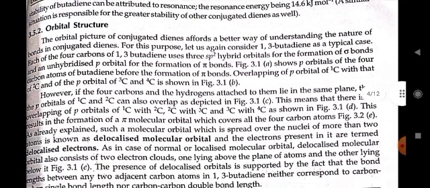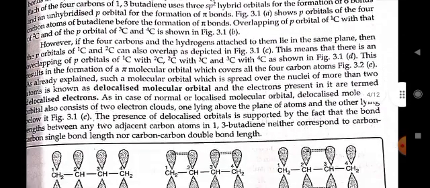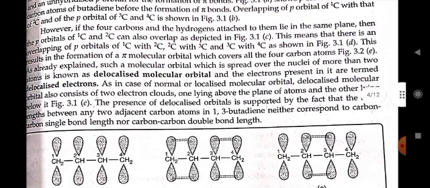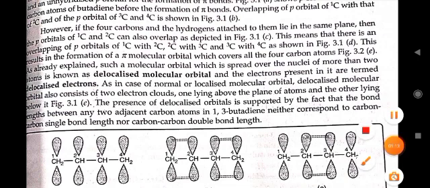This means that there is an overlapping of p orbitals of 1 carbon with 2 carbon, 2 carbon with 3 carbon, and 3 carbon with 4 carbon, as shown in figure 3.1d. This results in the formation of a pi molecular orbital which covers all the 4 carbon atoms, figure 3.2e. As already explained, such a molecular orbital which is spread over the nuclei of more than 2 atoms is known as a delocalized molecular orbital, and the electrons present in it are termed delocalized electrons.